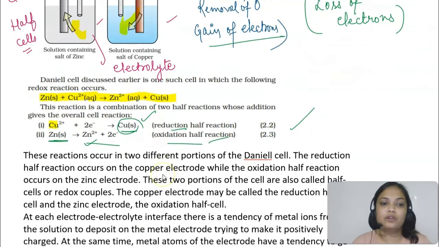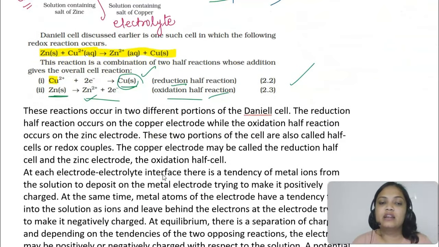Let's learn more about it. So these reactions are occurring in two different portions of the Daniell cell. Daniell cell is another name for it. So the reduction is happening on the copper electrode, just now I told you, and oxidation is happening on the zinc electrode. So these two portions are called half cells or redox couples. We can call them half cells.